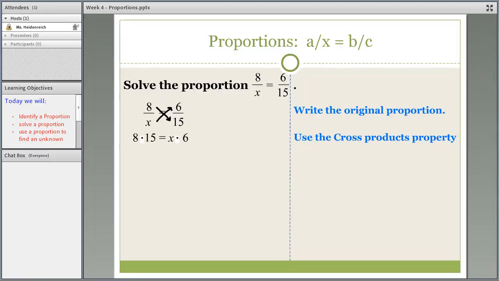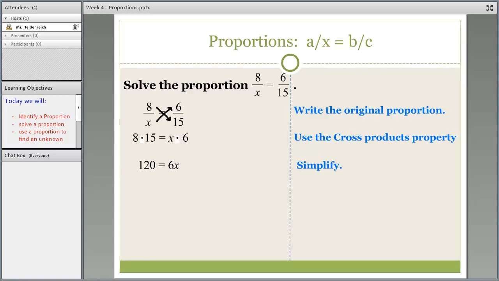So I'm going to write that down here. 8 times 15 should equal x times 6. It's important to write that equal sign in between so that you know what equation you're still solving. And then we simply simplify. We do 8 times 15 and we get 120. And then I kind of move things around on the right side. You don't have to do that.